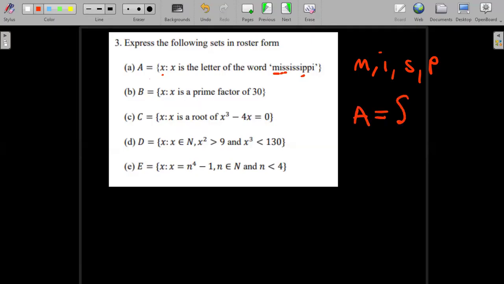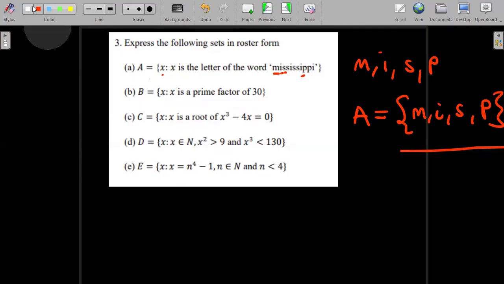is going to be, so we are listing because it's roster form, because they've told us X is a member of this set, containing the letters Mississippi. So the letters themselves we have is M, I, S, and P. So this here is going to be my set A. This is my set A. Okay. So now let's look at part B of the question.